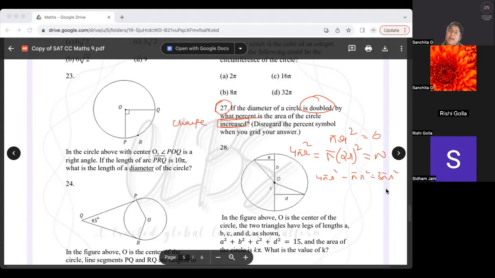Okay, so my area has increased by what? I calculate change by initial times 100, the percentage. The change is 3 pi r square. The initial, the original or old, is pi r square, correct? Times 100. This entire bit gets cancelled, pi r square, pi r square. What is my answer? 300%.